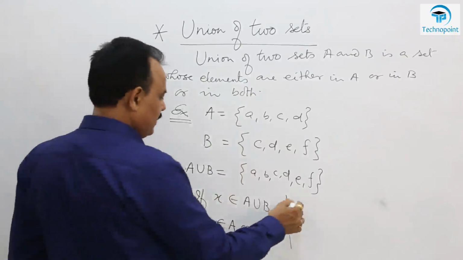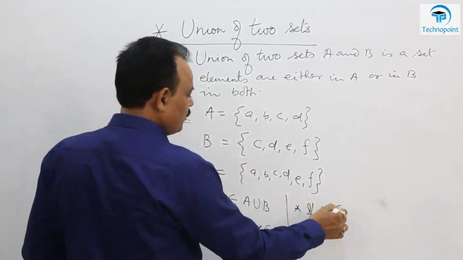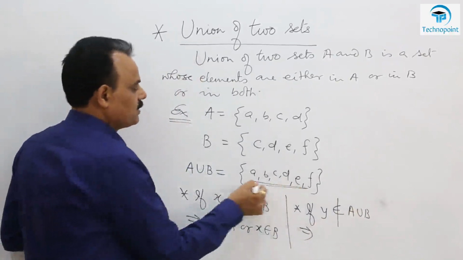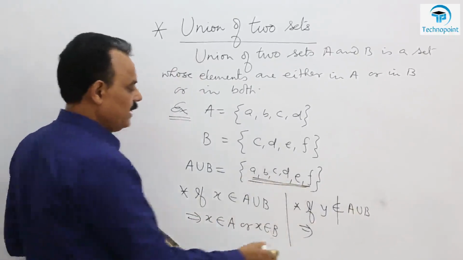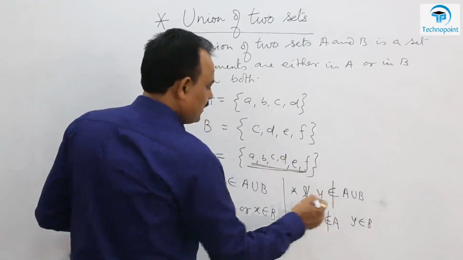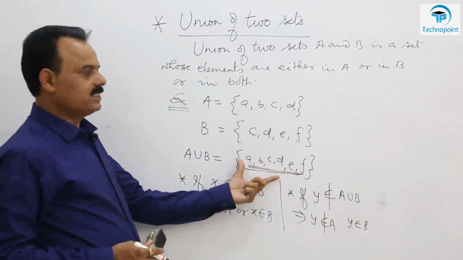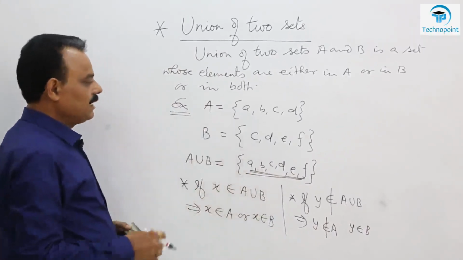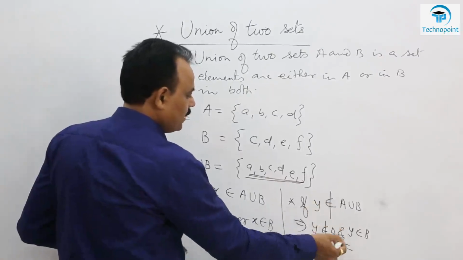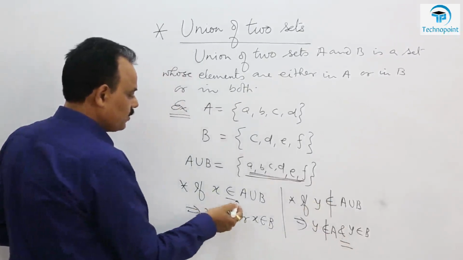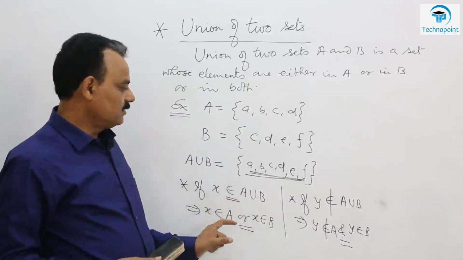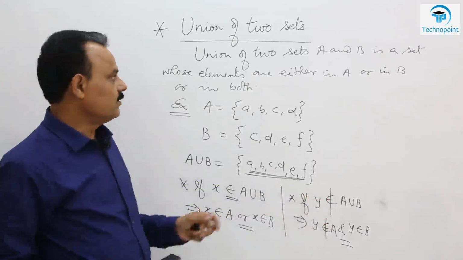And similarly, if Y does not belong to suppose A union B, then Y does not belong to this. Y इसमें नहीं है, इसका मतलब Y A में भी नहीं है and B में भी नहीं है. If Y does not belong to this, then obviously Y will not be in set A and also not in B. So you have to put and sign here. So if Y does not belong to, then put and sign. If X belongs to, then put or sign. अगर यूनियन में होगा तो और, ना होगा तो एंड. You have to take care of this.